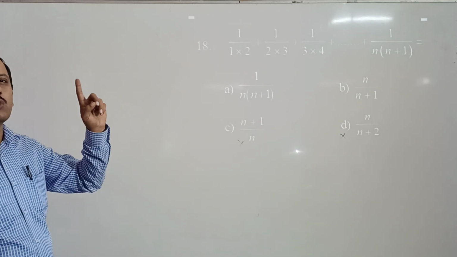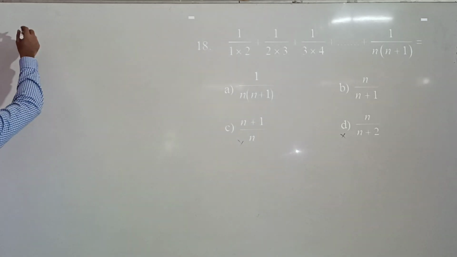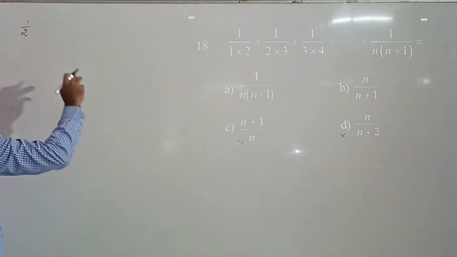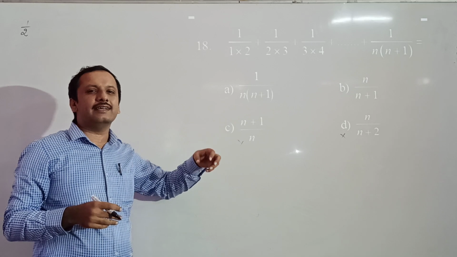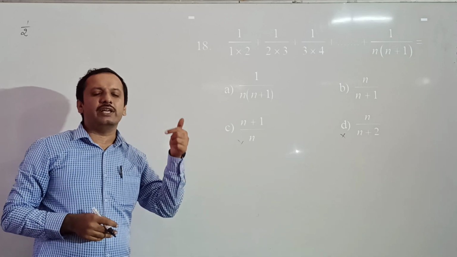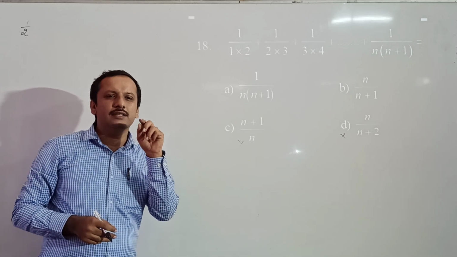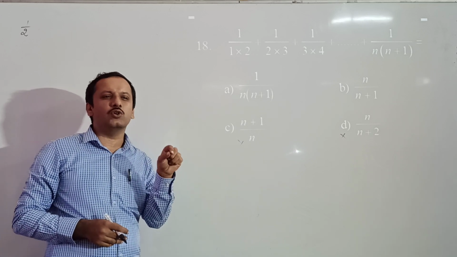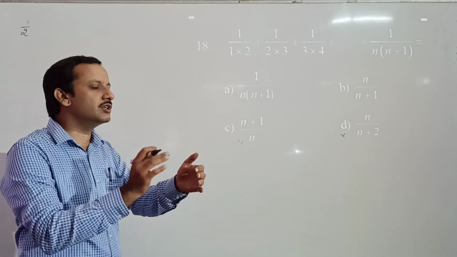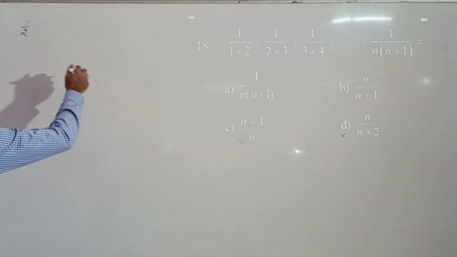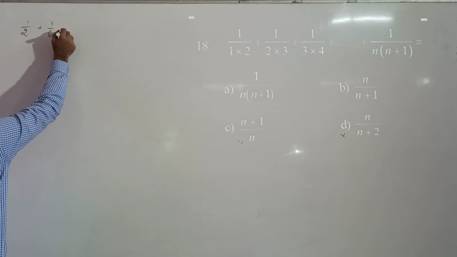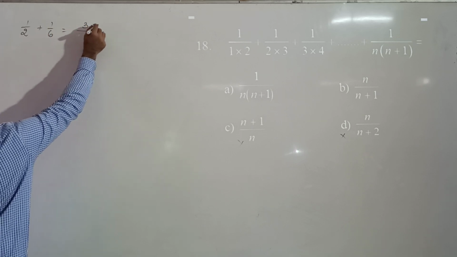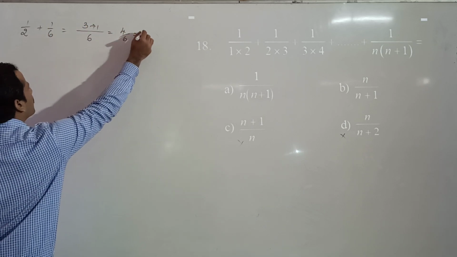When I put n equal to 2, I have to consider the first and the second term, because you are finding the sum here. If you are finding the nth term, then by putting n equal to 2, you have to consider the second term. Here we are finding the sum, so n equal to 2 means sum of the first two terms. So that is 1 by 2 plus 1 by 6, take LCM, 6 is the LCM, 3 plus 1, 4 by 6, 2 by 3.